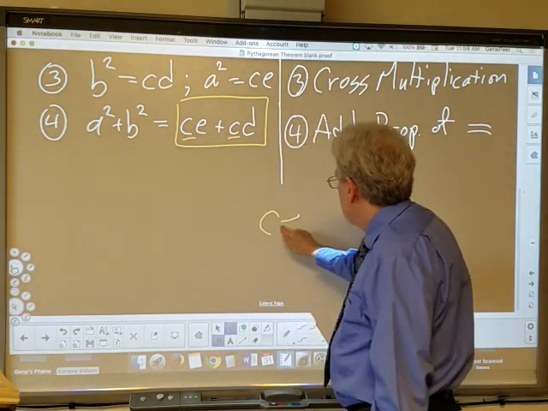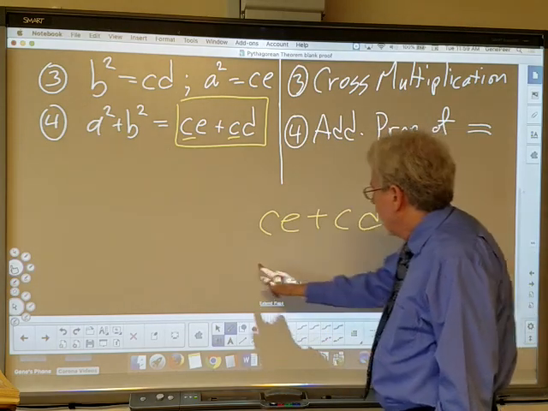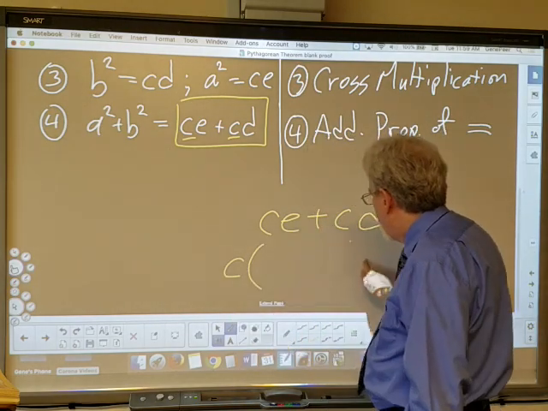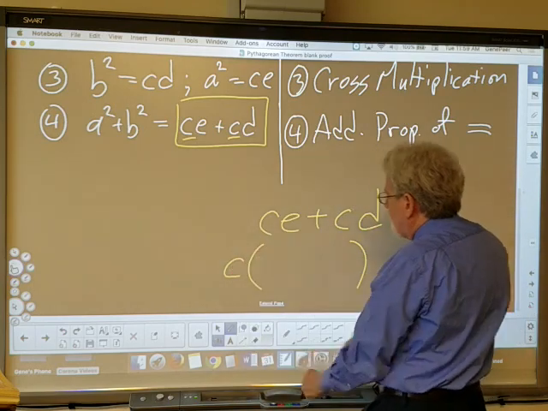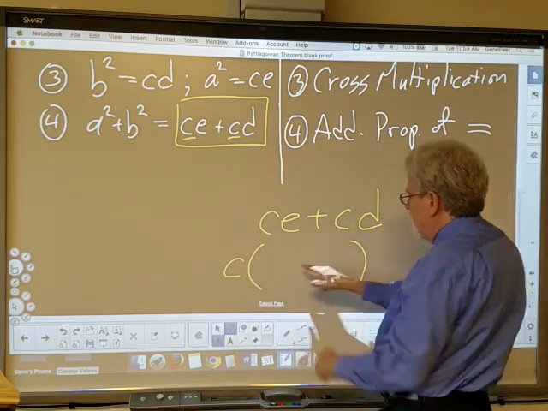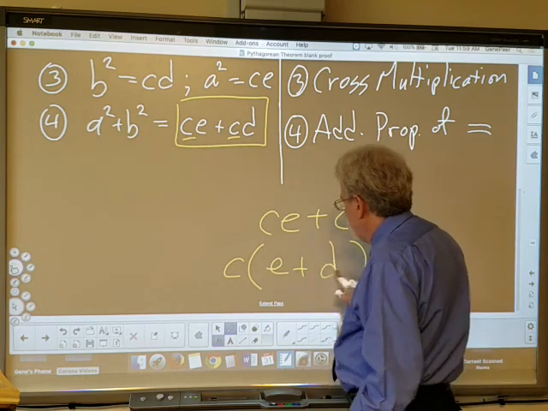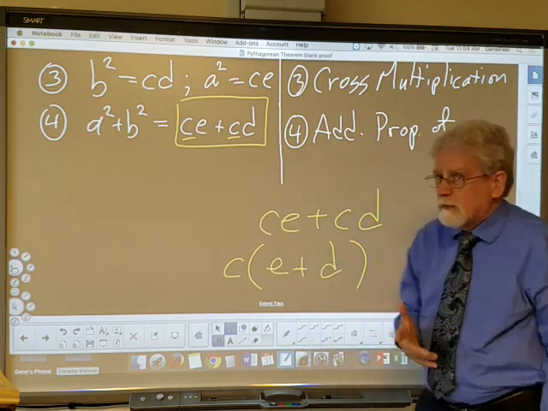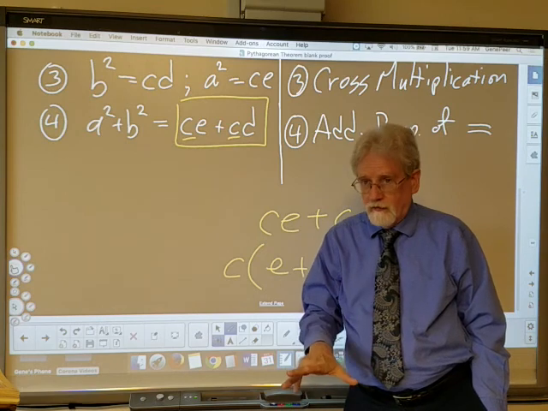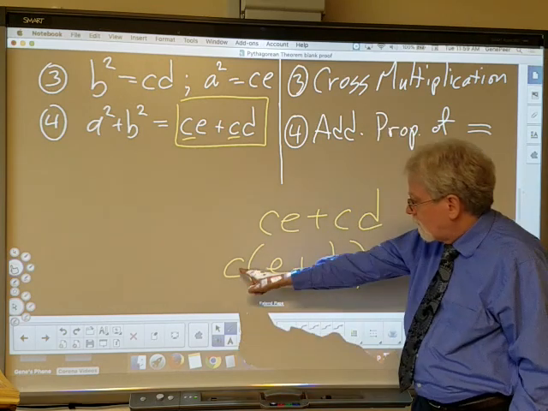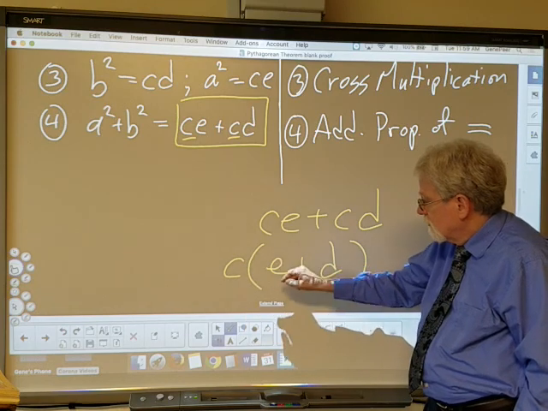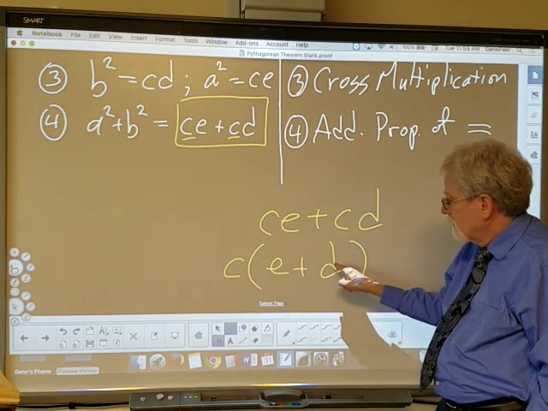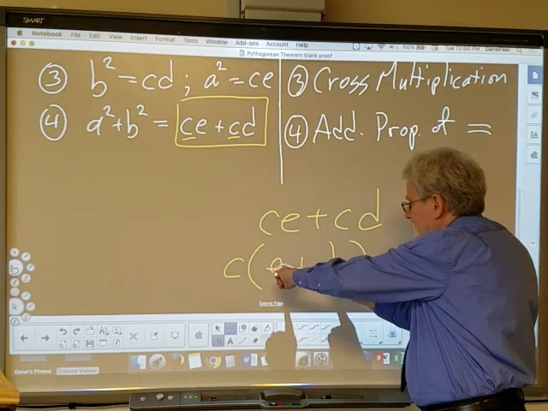If we've got CE plus CD, I can change it to C times, if I pull the C's out, what am I left with? E plus D. Please note, that's nothing more than the distributive property backwards. Instead of multiplying C times E plus D, getting CE plus CD, I'm reversing that process and taking the C's back out again.